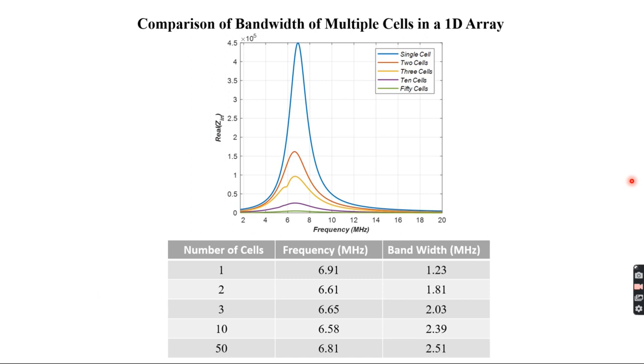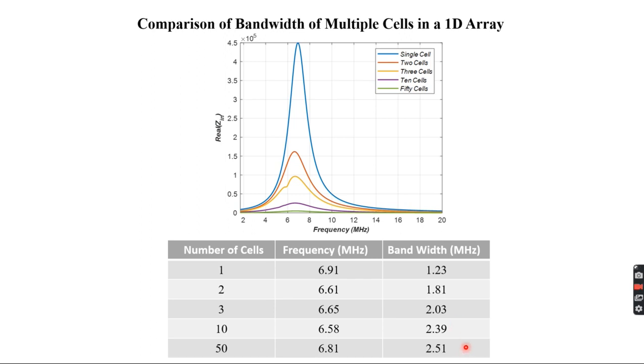So just to collect the results, if you increase the number of cells to 10, you see the bandwidth increases twofold, so it's 1.2 goes to 2.4 approximately. But that's not the case when you increase the number of cells in an element from 10 to 50, then the increase is very subtle, 2.51.